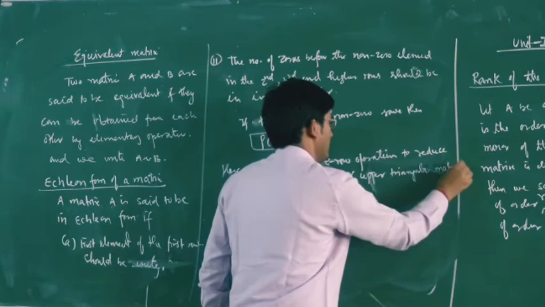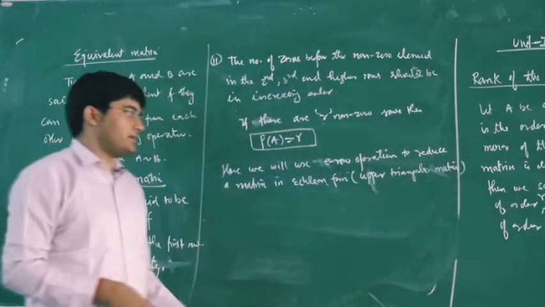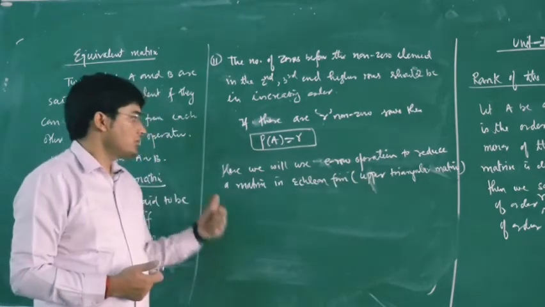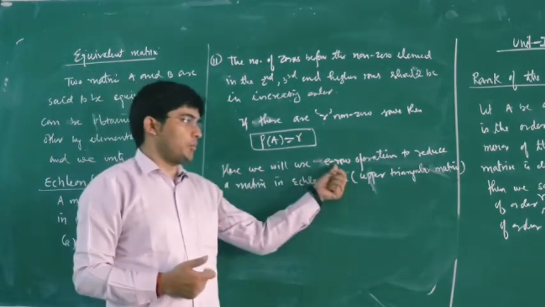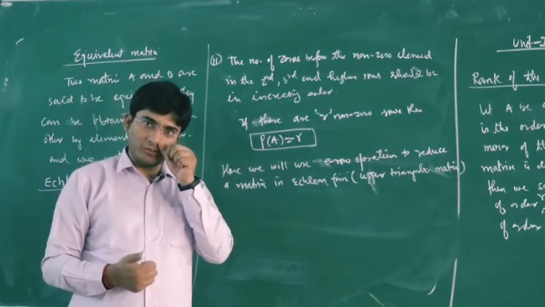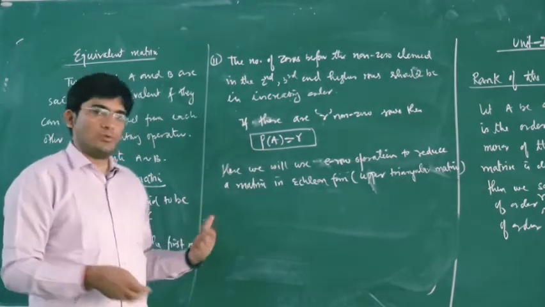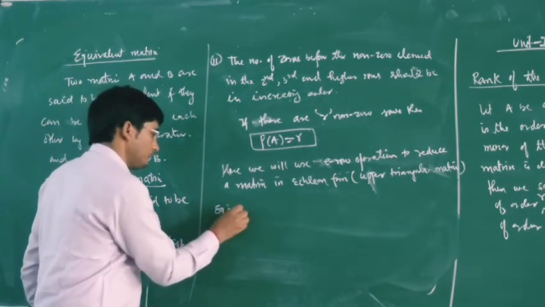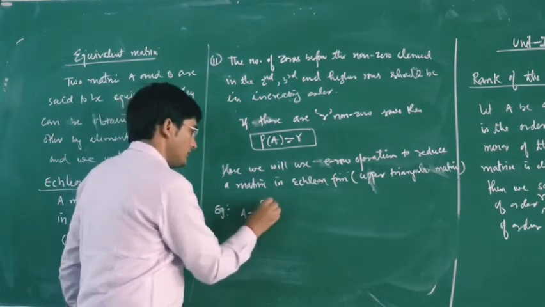So to reduce a matrix to upper triangular form with the first element of the first row 1, we will use our E row operation, and in this case we call the rank of the matrix the row rank of the matrix, and our row rank will be the same as the column rank of the matrix. For example, this matrix is in echelon form.